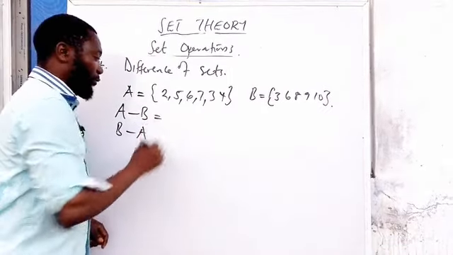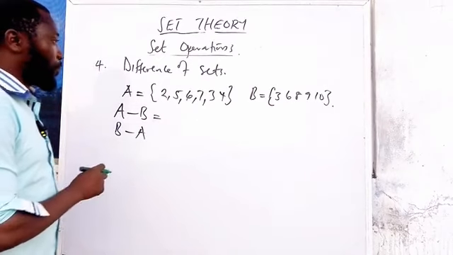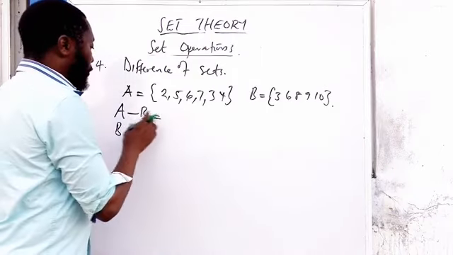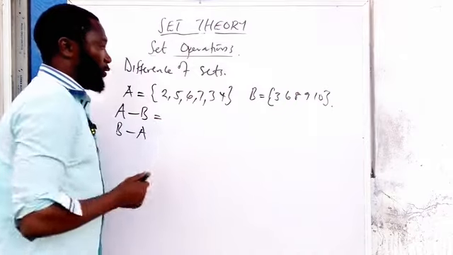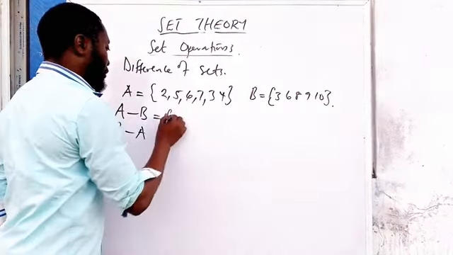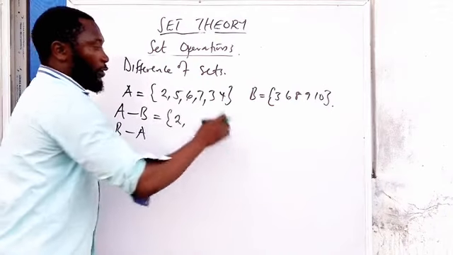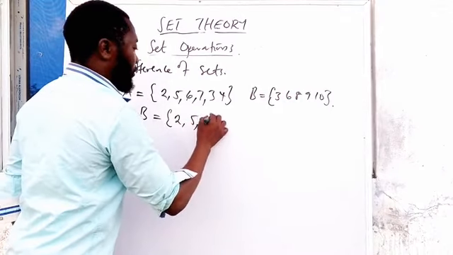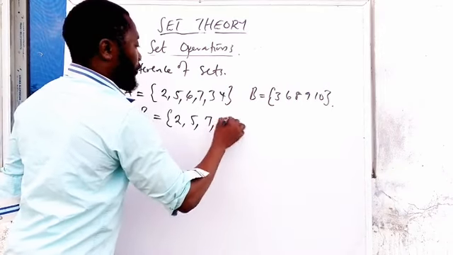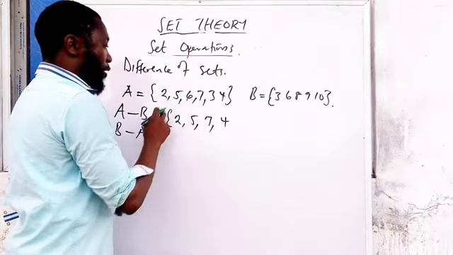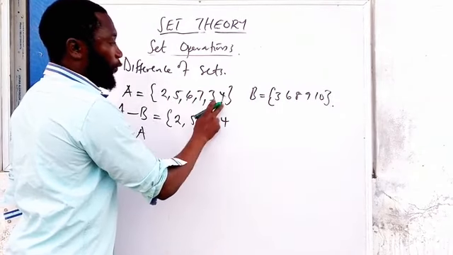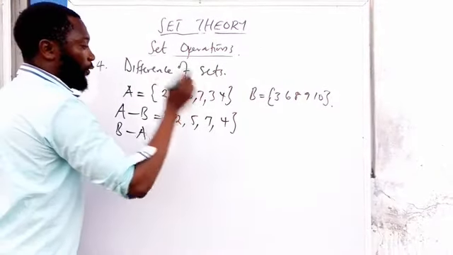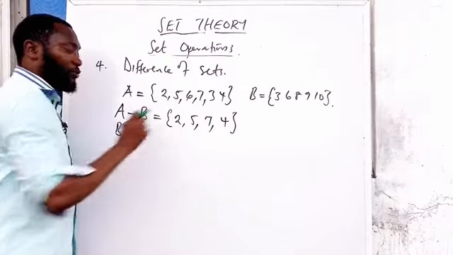Now, A minus B. What are the members of A that are not here? 2 is not here, 5 is not here, 7 is not, 4 is not. So now we have 2, 5, 7, 4. So it means A minus B is 2, 5, 7, 4. These are the members of A that are not in B.